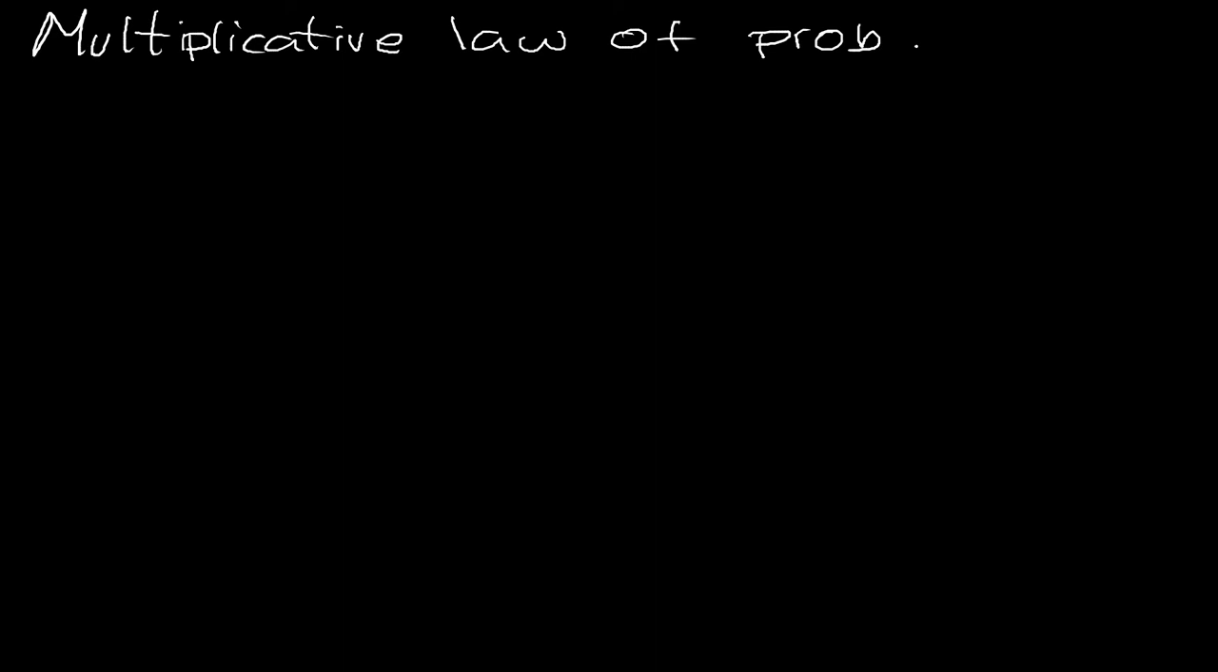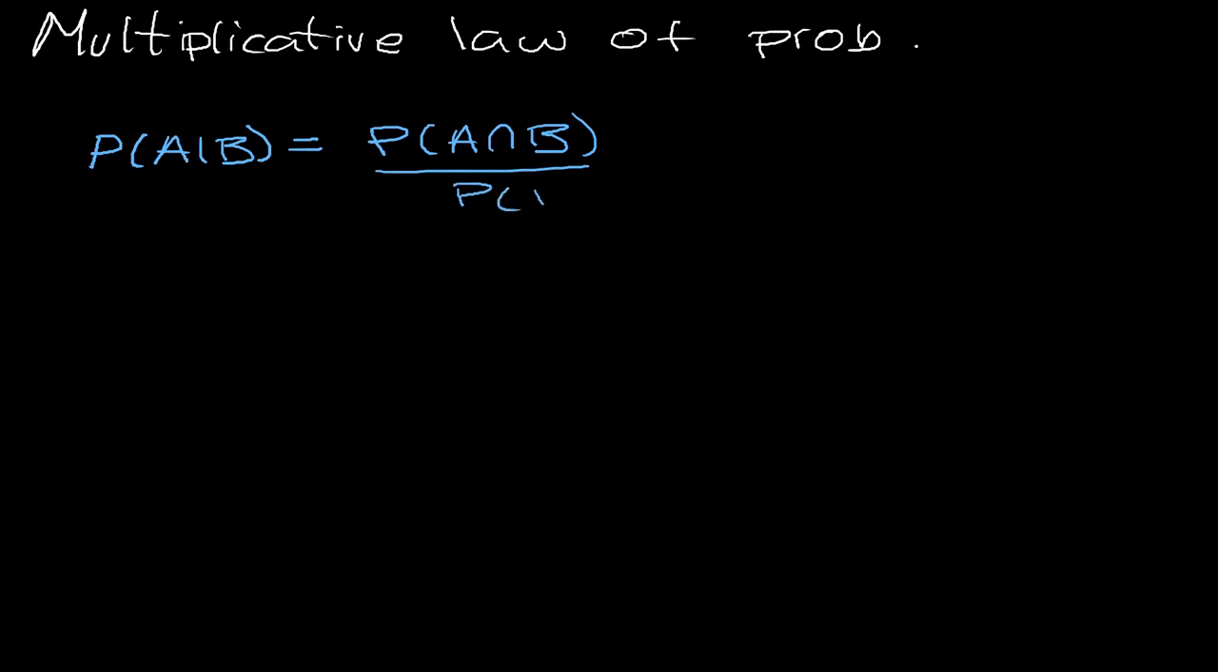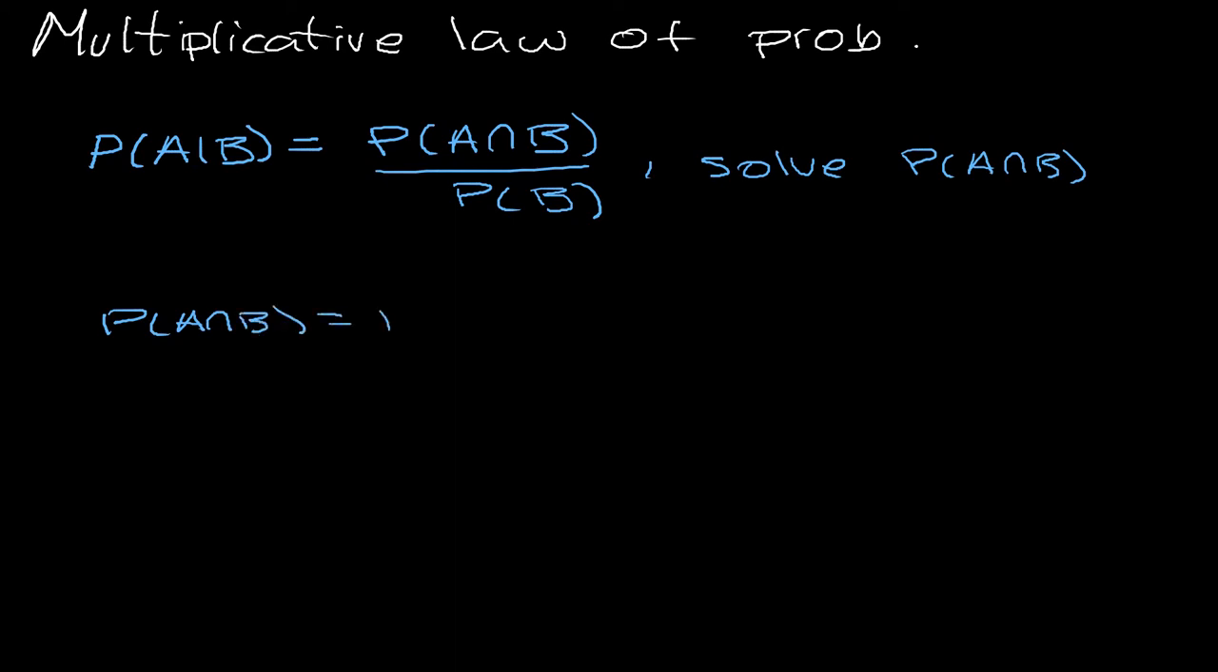So let's begin. Let's remember the definition of conditional probability. The probability of A given B is just the probability of the intersection divided by the probability of the given event. How about if we solve for the probability of the intersection? Well, then we have something like this: probability of A given B times probability of B.